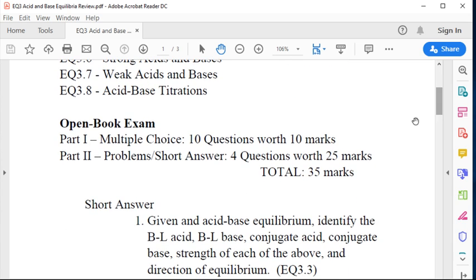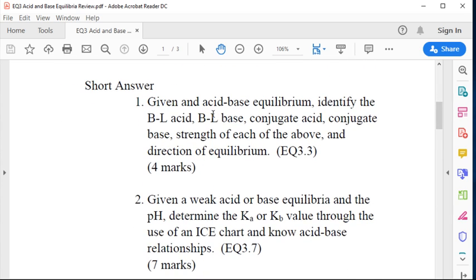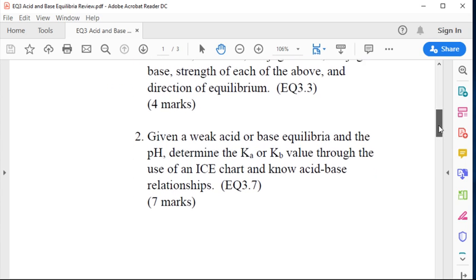So the format will be part 1, multiple choice, 10 questions worth 10 marks. And the problems are short answers, 4 questions worth 25 marks for a grand total of our usual 35 marks. To give you a hint of what those questions will be, so given an acid and base equilibrium, identify the Bronsted-Lowry acid, Bronsted-Lowry base, conjugate acid, conjugate base, strength of each of the above, and the direction of equilibrium. So if you look back at EQ 3.3, you'll see the type of question involved with that.